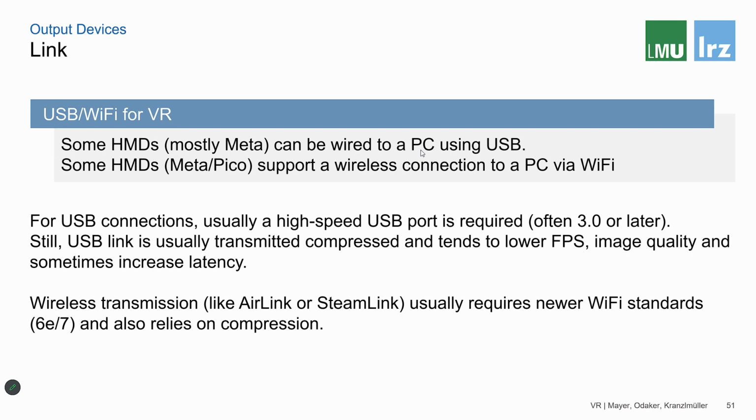It's called AirLink with Meta, and Steam has now released for SteamVR actually Steam Link, which can connect directly to your standalone device without using AirLink. That is usually done using the newer Wi-Fi standards if you go wireless. So Wi-Fi 6E and upcoming Wi-Fi 7 has very good bandwidth.